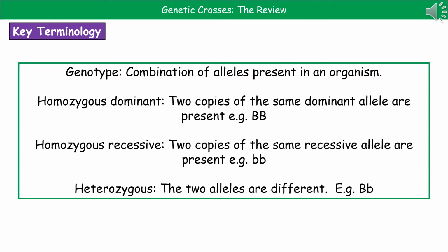4 more key terms to know. Genotype is the combination of alleles present in an organism. Homozygous dominant means we've got 2 copies of the same dominant allele present. Homozygous recessive is 2 copies of the same recessive allele present. And heterozygous means that we've got 2 different alleles, so 1 dominant, 1 recessive.